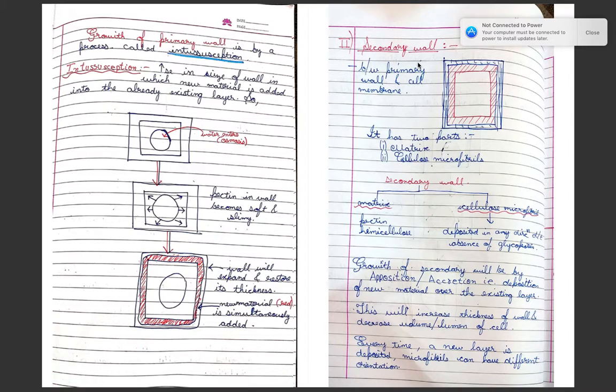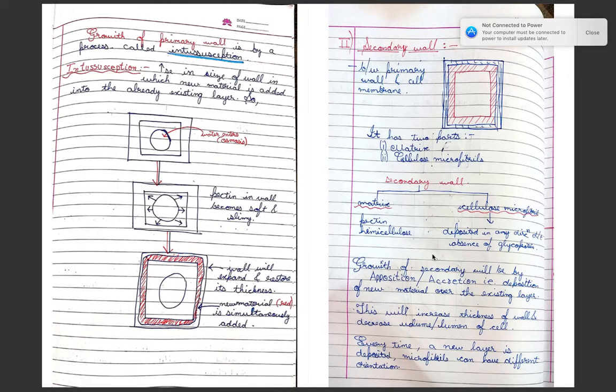Secondary wall is present between the primary wall and cell membrane. It also has two parts, just like primary wall, but here in the matrix no glycoprotein is present. Here only pectin and hemicellulose are present. And due to absence of glycoprotein, cellulose microfibrils are deposited in any direction.